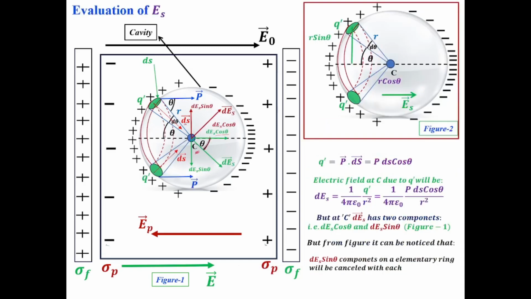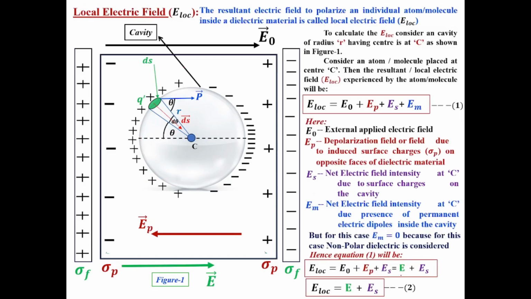So now we are going to go for the evaluation of Es. Okay, so why are we going to evaluate this Es? Because here you can see that we know this E naught value, that is sigma f by epsilon 0, and EP value is nothing but sigma p by epsilon 0. So the E value we already know: E equals sigma f by epsilon naught minus sigma p by epsilon naught, that we know. These things we have already evaluated in our last topics. These things we discussed in detail.